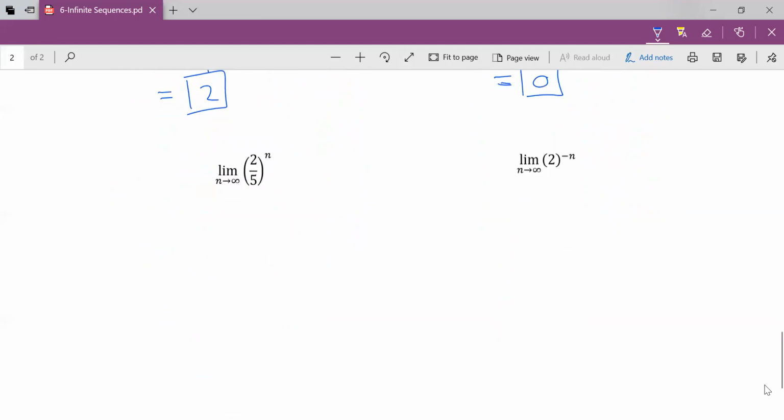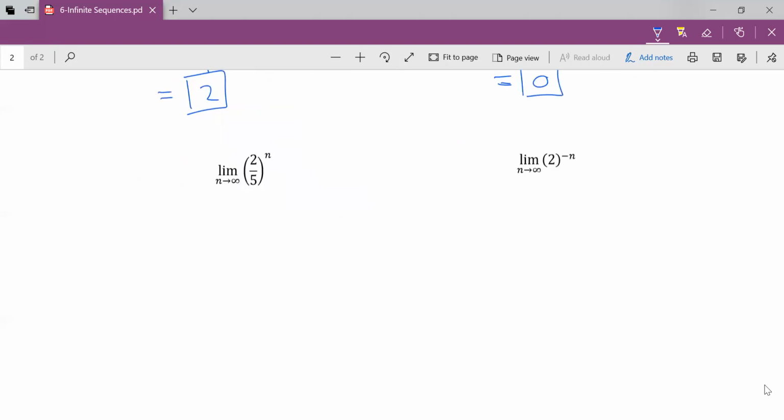Okay, here are some more sequences. So what this sequence would look like: if I let n be 1, I would get 2/5. If I let n be 2, I'd get 4/25, and n be 3, 8/125, and so on and so forth. Okay, so these are sequences. We're just writing them as a function. Okay, what's going to happen here?